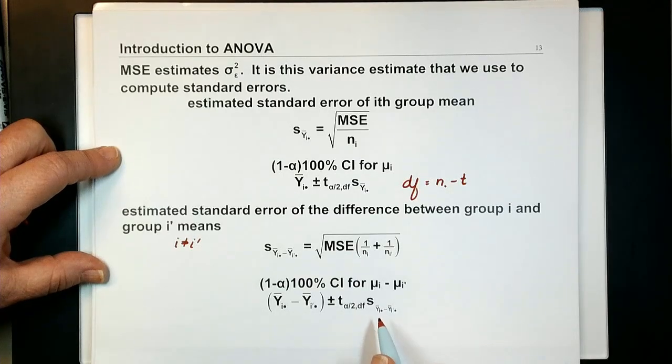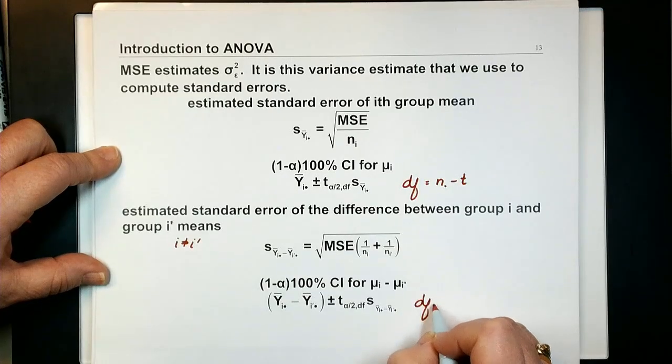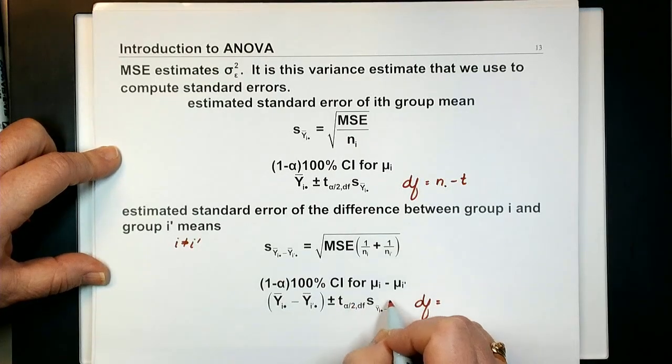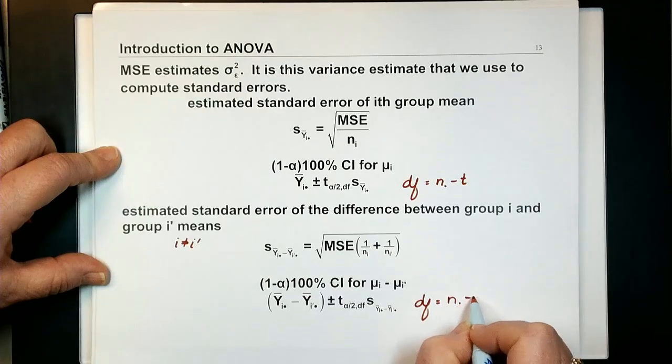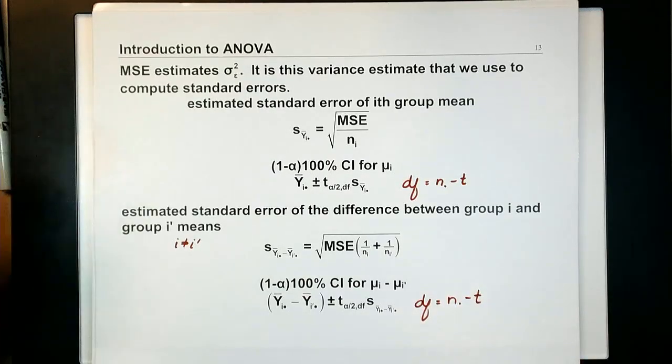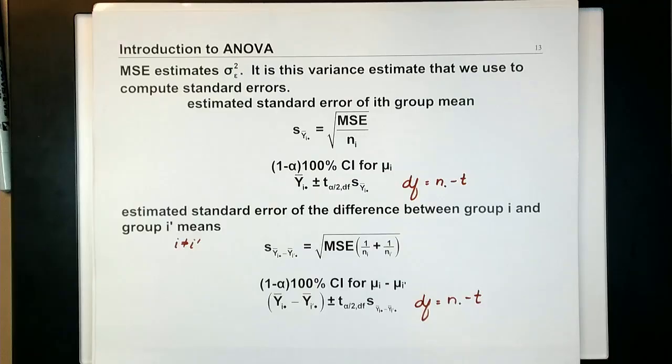What's the degrees of freedom? The variance that goes into this standard error, which is still the error degrees of freedom n dot minus t. Now, as we change applications, that expression n dot minus t will change, but that degrees of freedom being associated with the MSE or whatever variance is in there will always stay the same.